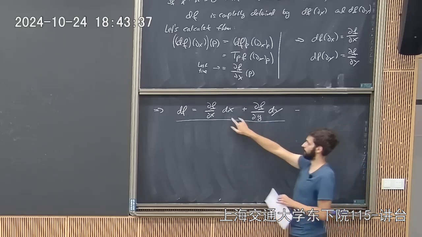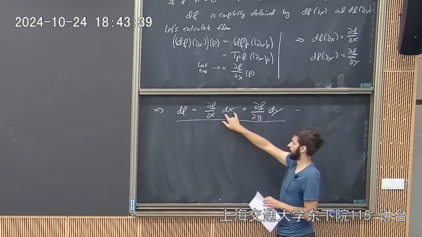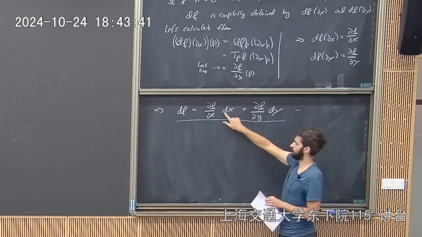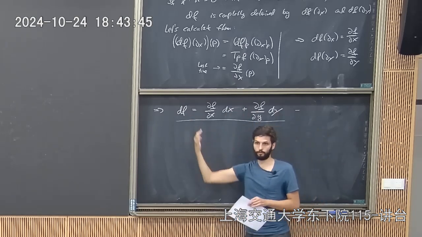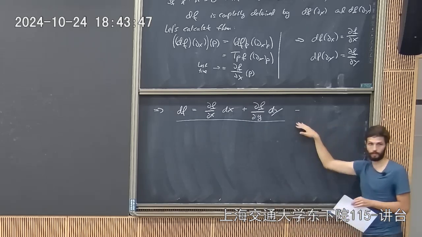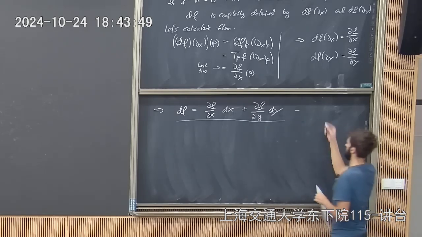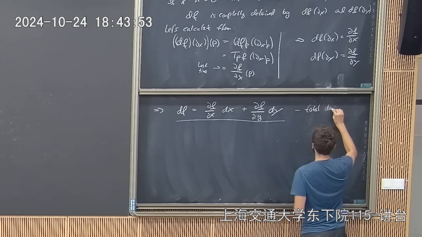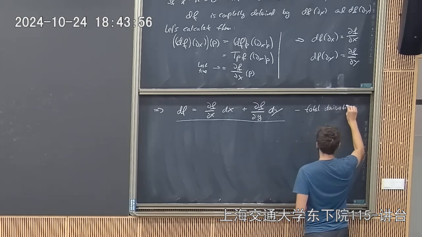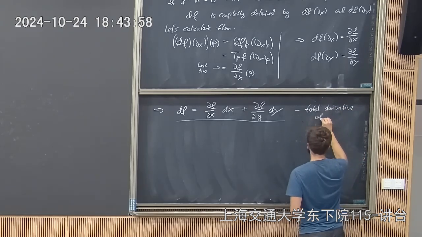And that also maybe explains a little bit why I call these differential forms dx and dy and df instead of something else, because I want a formula like this. And this one is sometimes called the total derivative of f.